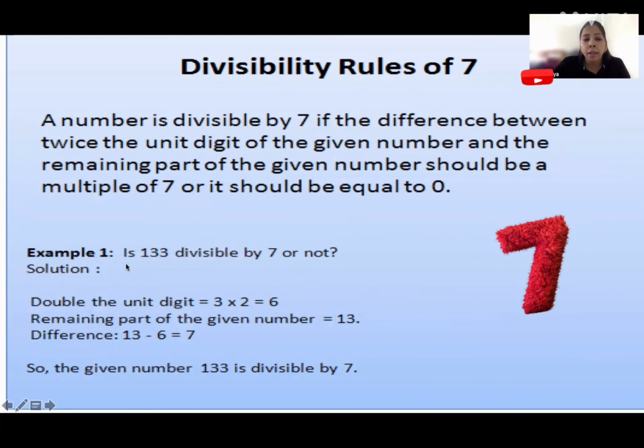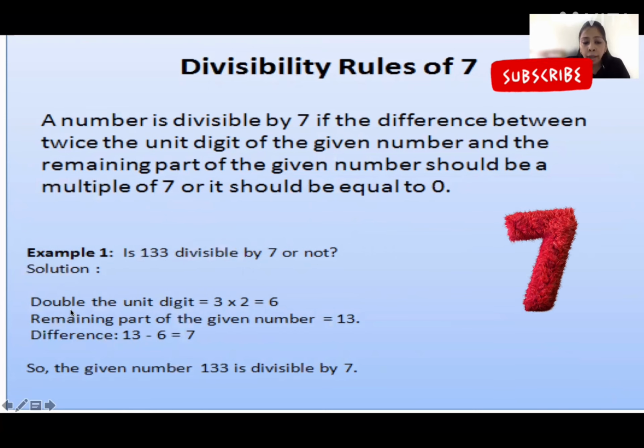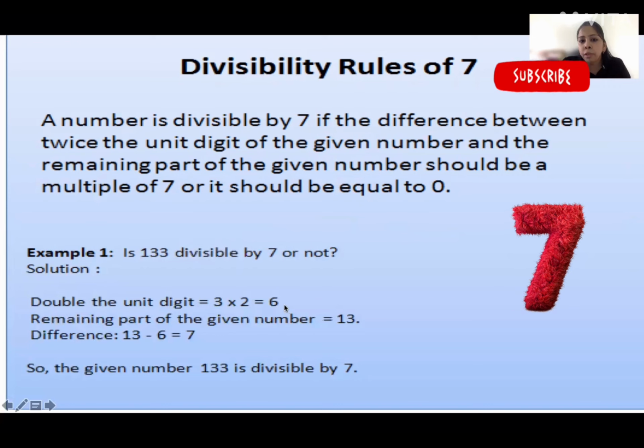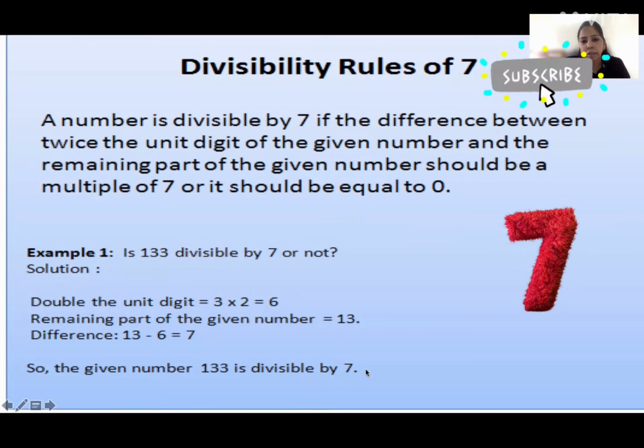For example, is 133 divisible by 7 or not? Double the unit digit, and the unit digit is 3. So 3 into 2 is equal to 6. And the remaining part of the given number is 13. Okay, difference 13 minus 6 is equal to 7. So the given number 133 is divisible by 7.